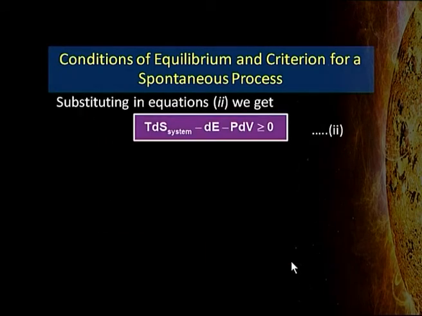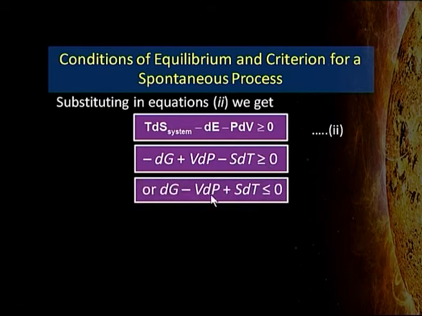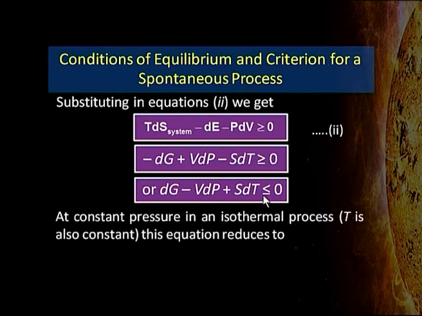Substituting these values in equation 2, we will get minus dG plus VdP minus SdT is greater than or equal to 0, or dG minus VdP plus SdT is less than or equal to 0. At constant pressure in an isothermal process where temperature will also be constant, this equation reduces to dG is less than or equal to 0.